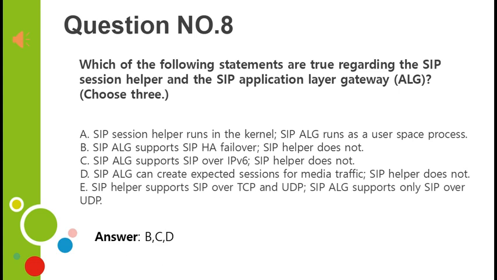Which of the following statements are true regarding the SIP session helper and the SIP application layer gateway, ALG? Choose 3. A. SIP session helper runs in the kernel. SIP ALG runs as a user space process. B. SIP ALG supports SIP HA failover. SIP helper does not. C. SIP ALG supports SIP over IPv6. SIP helper does not. D. SIP ALG can create expected sessions for media traffic. SIP helper does not. E. SIP helper supports SIP over TCP and UDP. SIP ALG supports only SIP over UDP. Answer: B, C, D.